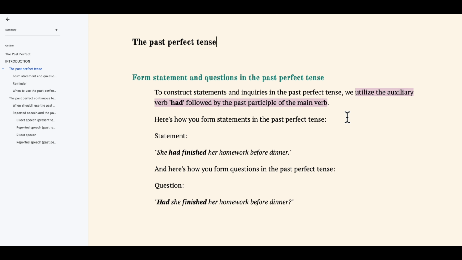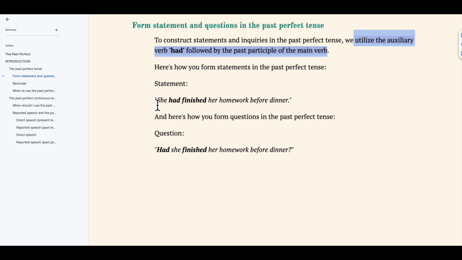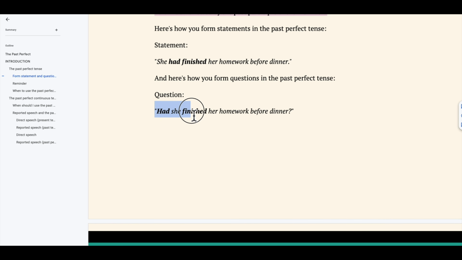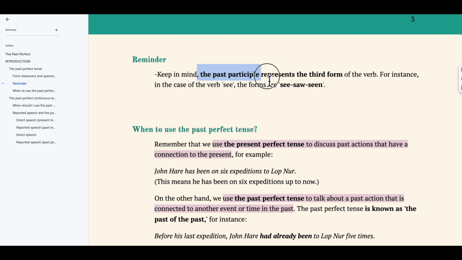Now let's talk more about the past perfect tense and how we construct statements and questions using it. To do this, we use the auxiliary verb had, followed by the past participle of the main verb. For statements in the past perfect tense, we say, she had finished her homework before dinner. And when asking questions in the past perfect tense, we say, had she finished her homework before dinner? Just a quick reminder, the past participle represents the third form of the verb. For example, for the verb see, the forms are see, saw, seen.